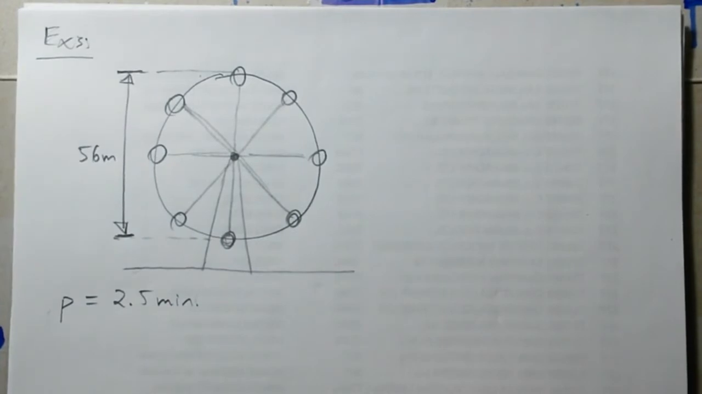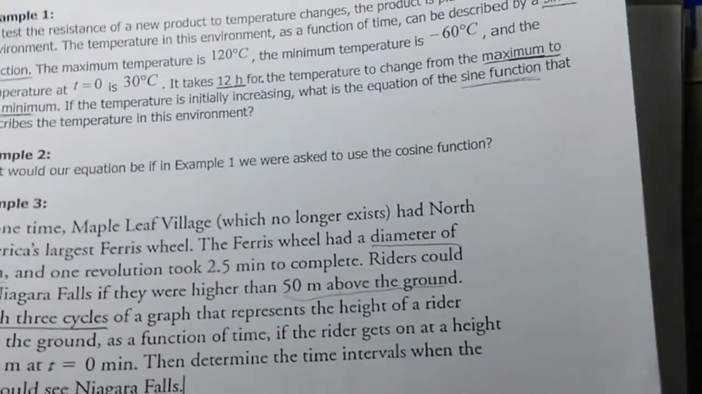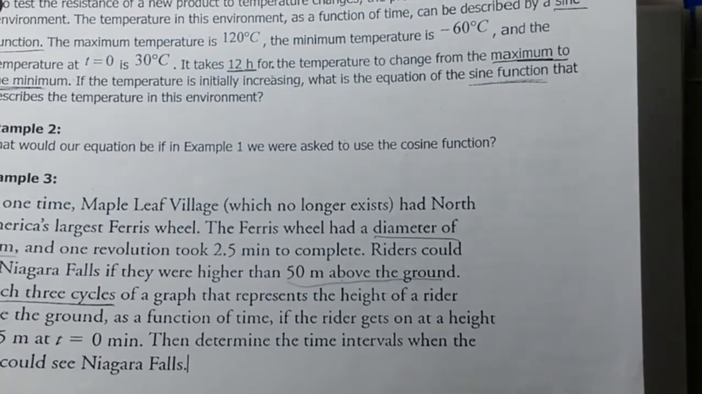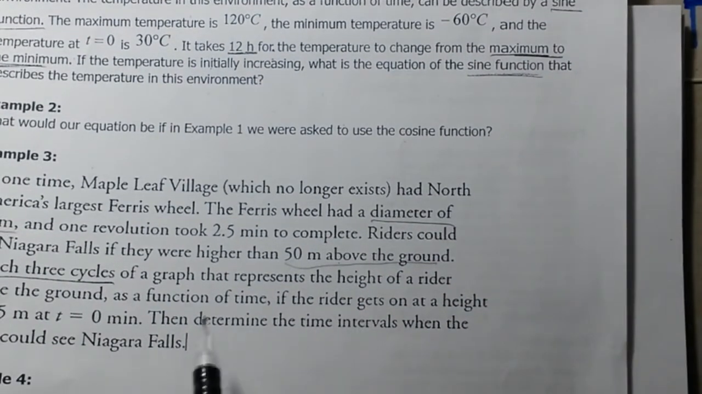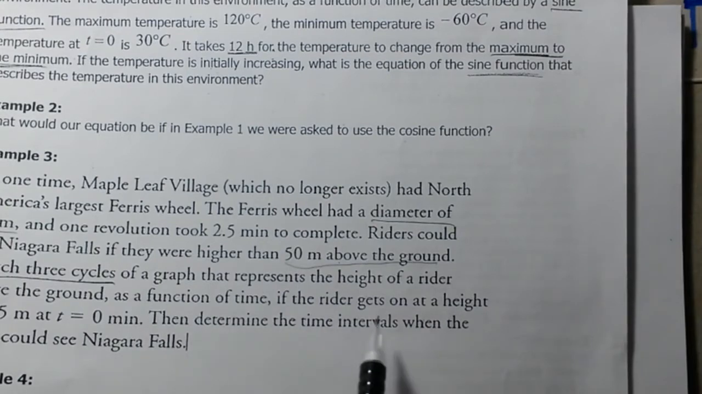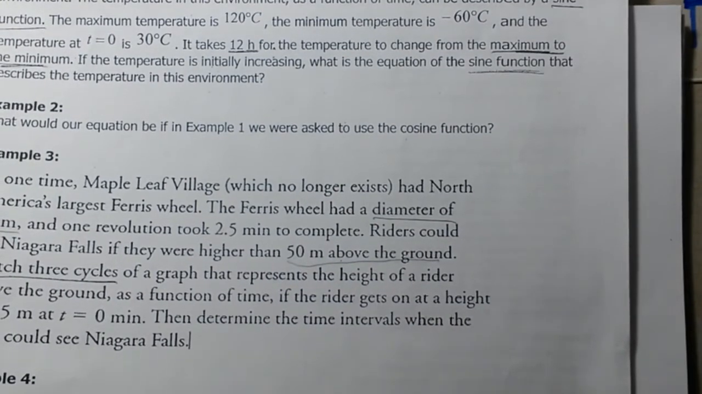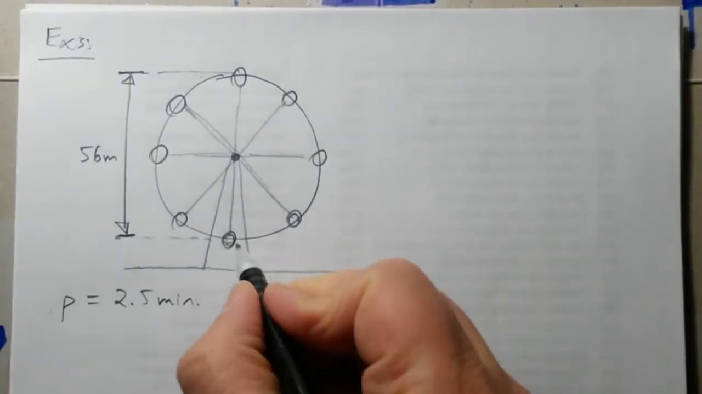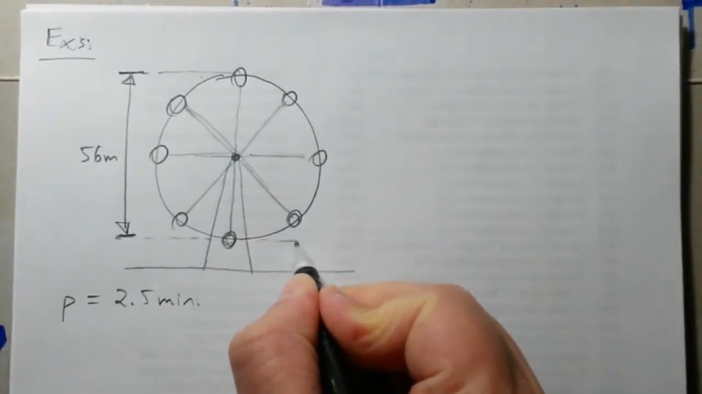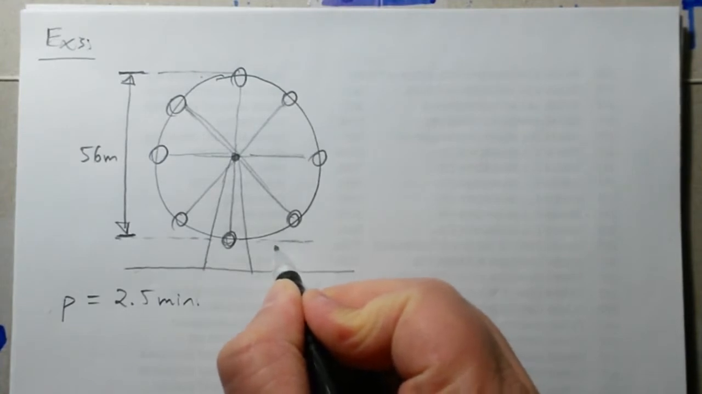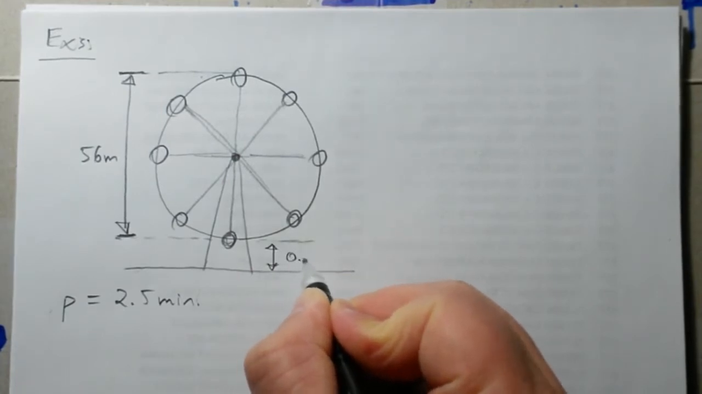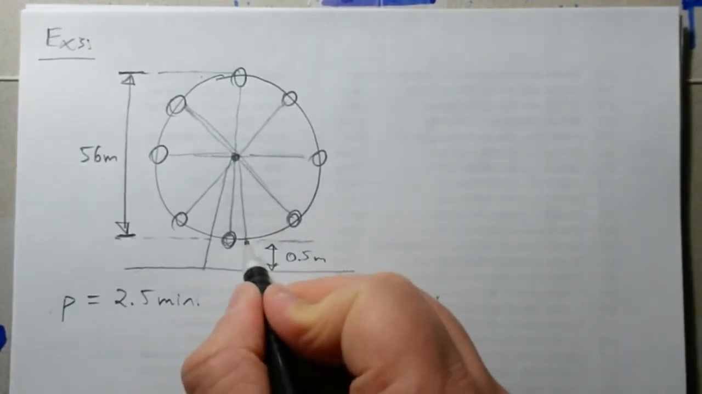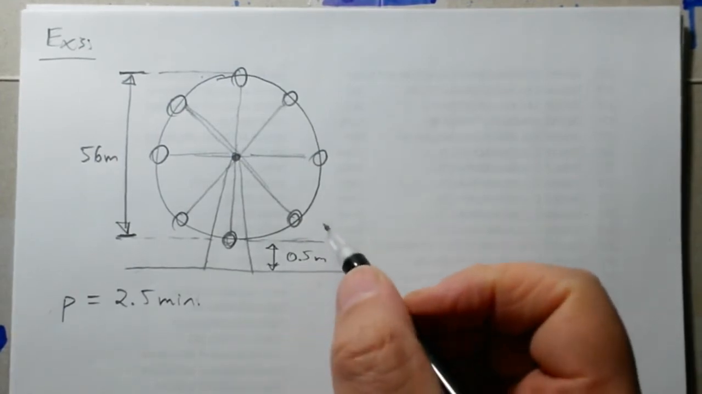What else do they say? They say that the riders could see Niagara Falls at 50 meters above the ground. Okay, I think we don't need that for now. Sketch 3 cycles. Now, this is important. If the rider gets on at a height of 0.5 meters at t equals 0. So, in other words, the riders get on here at the bottom of this part. So we know that this height, this is obviously not to scale, this is 0.5 meters. That's where the riders get in. So that's the lowest point.